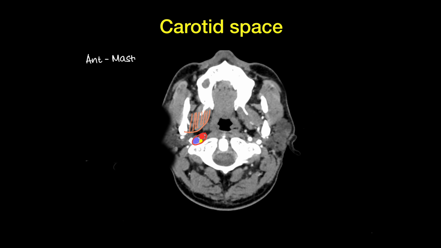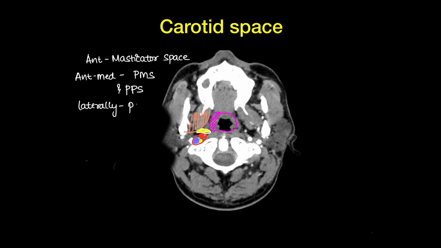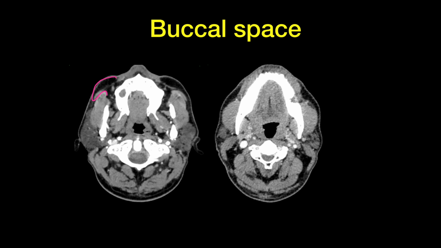I forgot to mention the relations of the carotid space. Anteriorly we have the masticator space. Anteromedially we have the pharyngeal mucosal space and parapharyngeal fat space. Laterally we have the parotid space. Posteriorly we have the perivertebral space.